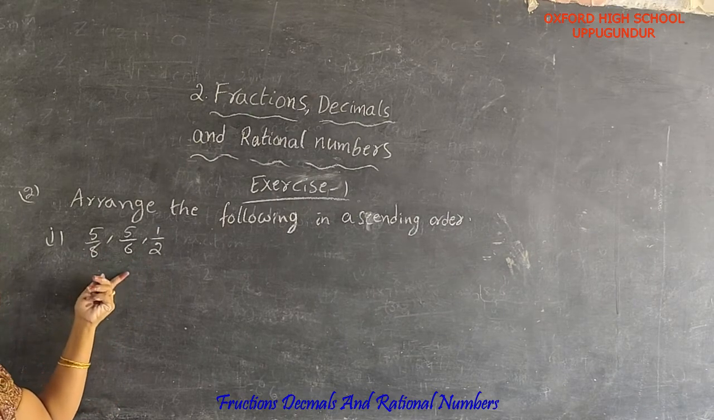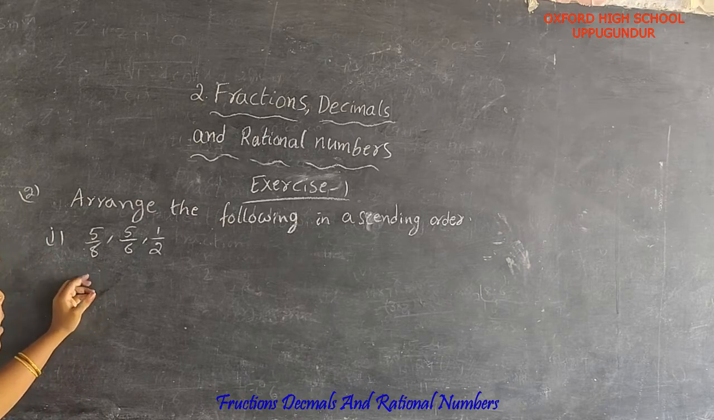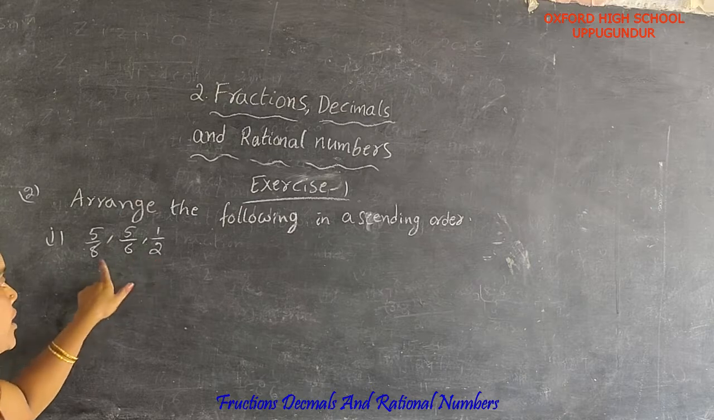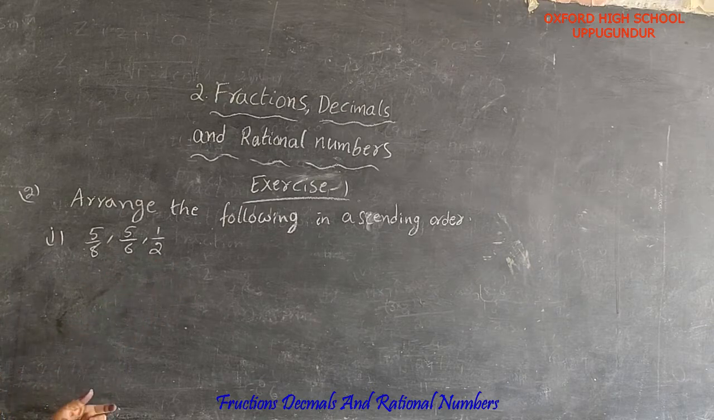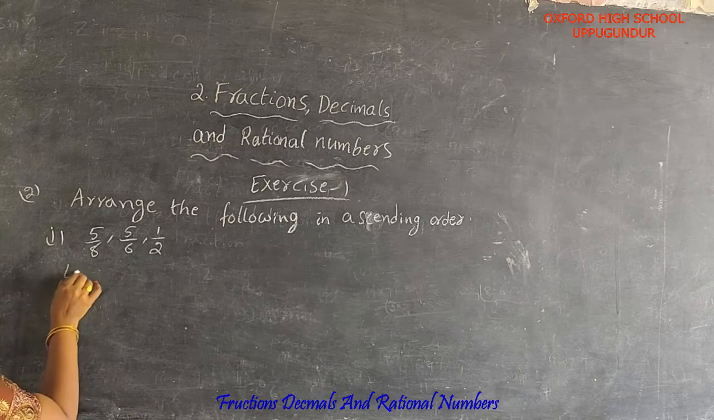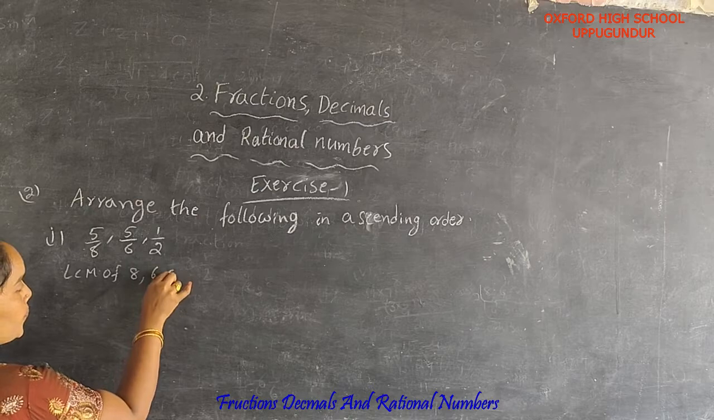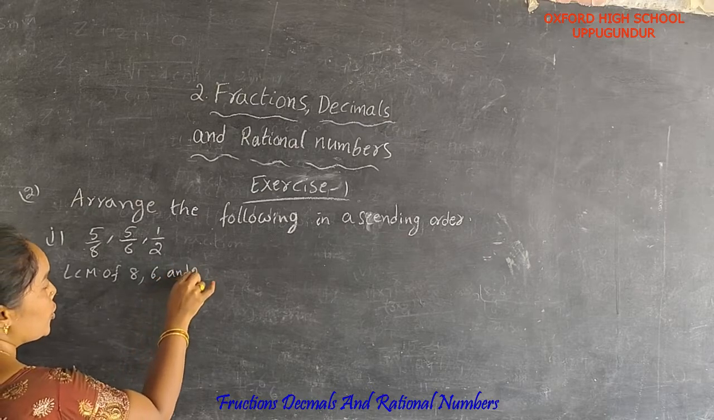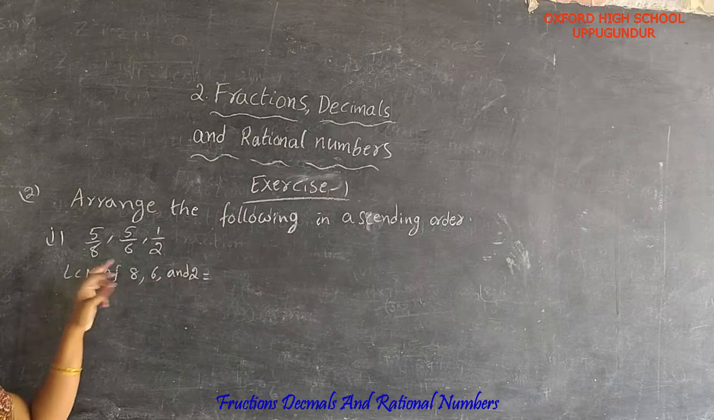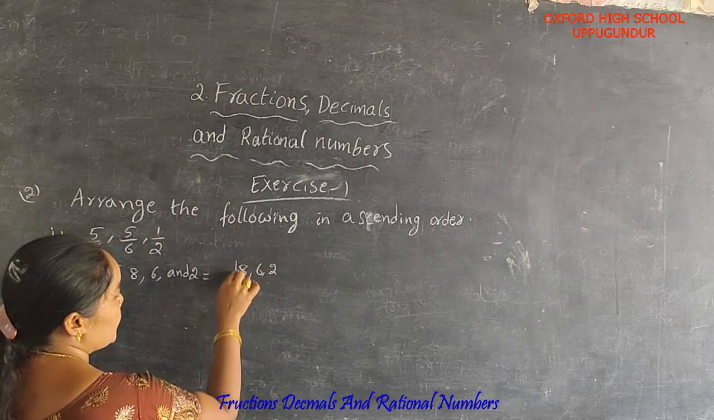The denominators are different. So for ascending order, first of all we convert the denominators to be the same. First we find the LCM of 8, 6 and 2.